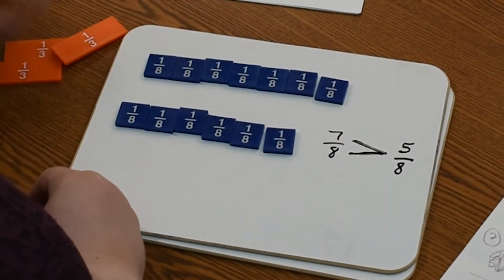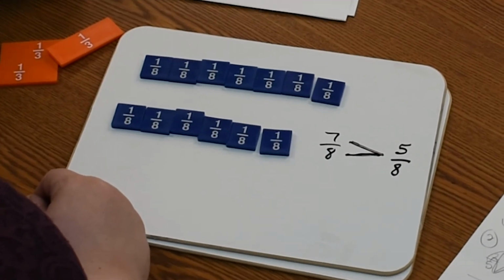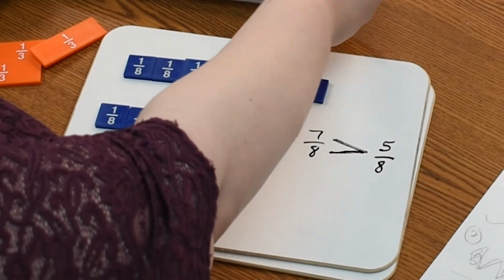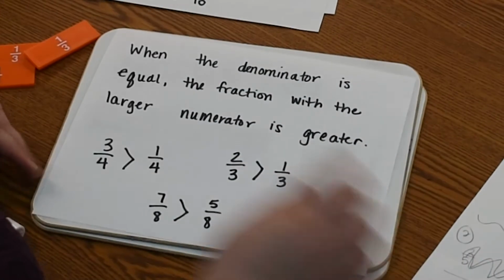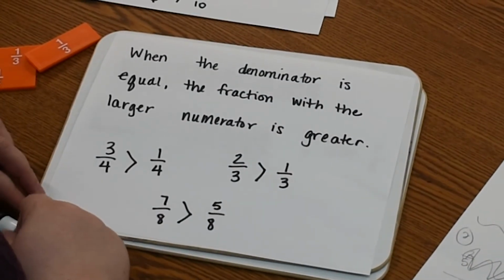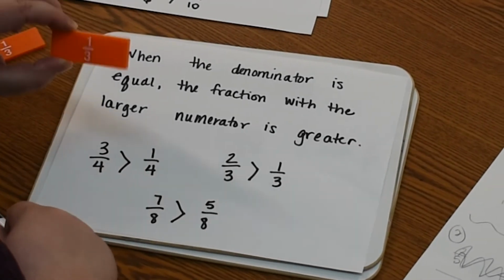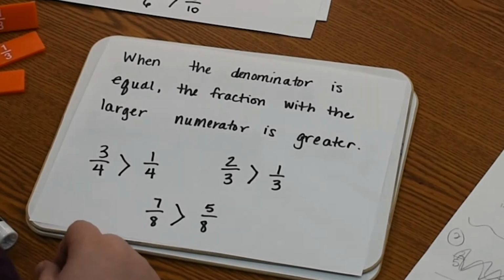So starting with the same denominator, giving students lots and lots of examples, we want them to generate this rule for themselves. When the denominator is equal, the fraction with the larger numerator is greater. So the fraction with more pieces is bigger.